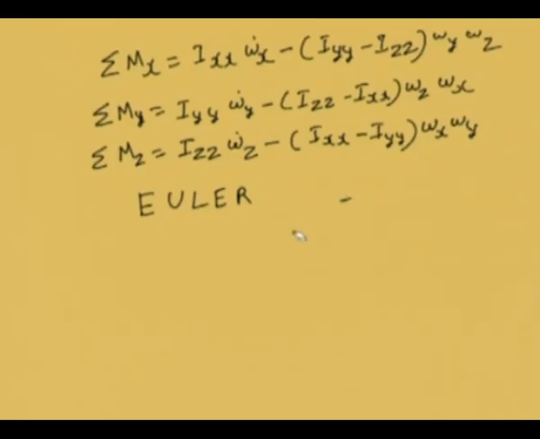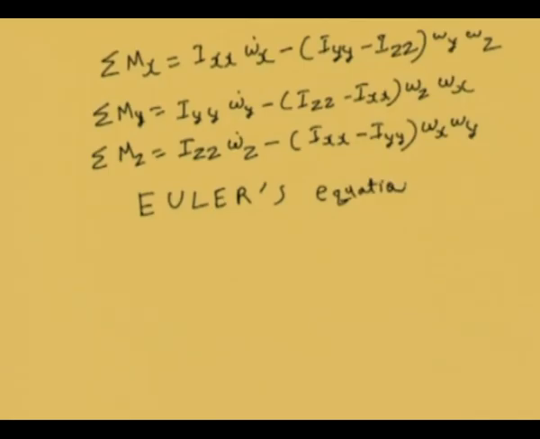These are called Euler's equations, and they have been named after a Swiss mathematician. The conditions under which these equations are applicable are as follows. Number 1, the reference point where the body axes are fixed is a point fixed in space. These are called body axes.